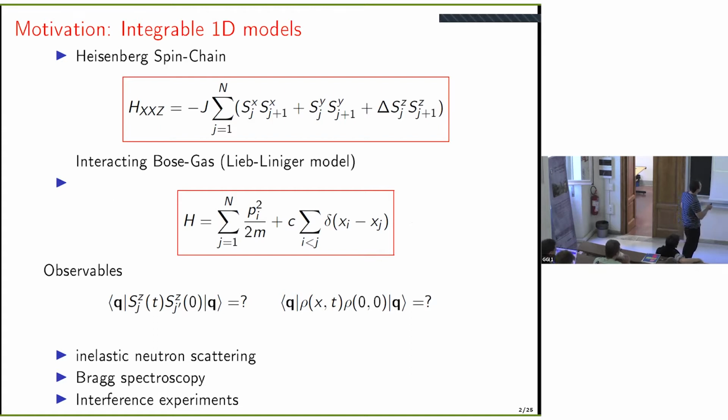So here are examples of the two most canonical integrable models, namely the Heisenberg spin chain and the Lieb-Liniger gas. And the most important observables in both of these theories are mainly two-point correlation functions, so either spin-spin, density-density, or field-field correlation functions computed at some state. And exactly these objects have the most direct relation to various experimental techniques, like neutron scattering, spectroscopy experiments, and interference experiments.